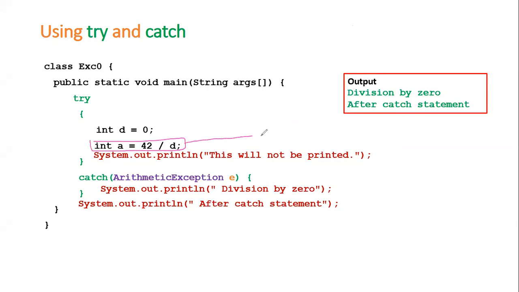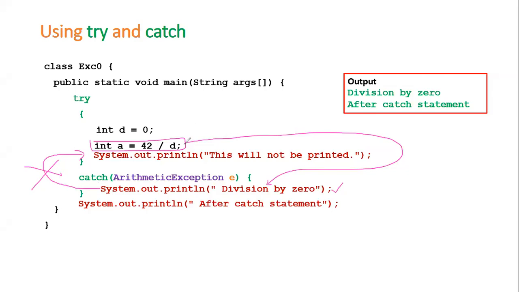When exceptions occur, the control jumps inside the catch block. Inside the catch block, I'm going to execute this statement. After executing this statement, it will never go back again. That's very important. Once I come out of this try block, I'll never go back again.